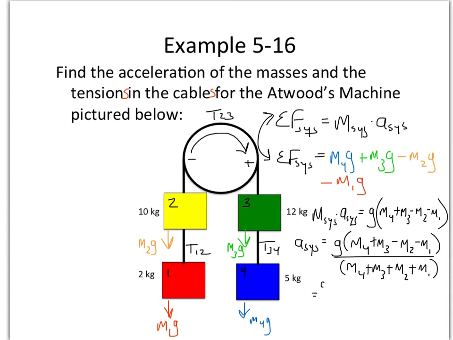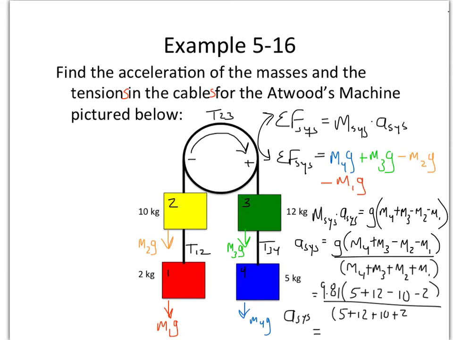All right, so 9.81 times the quantity, mass 4, that is 5 kilograms, plus mass 3, that's 12 kilograms, minus mass 2, it's minus 10, minus mass 1, that's minus 2. All divided by 5 plus 12 plus 10 plus 2. Well, I almost ran out of space right here. So the acceleration of the whole system is going to be what? Well, let's go ahead and key that in.